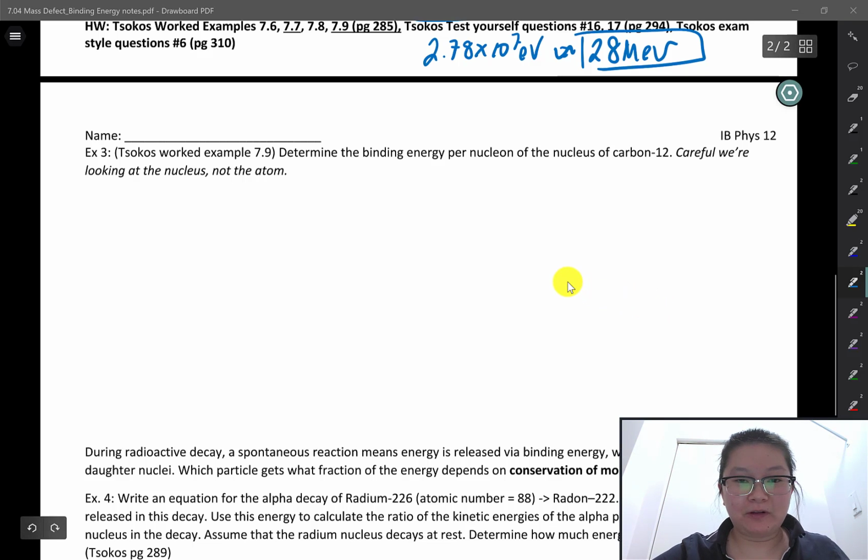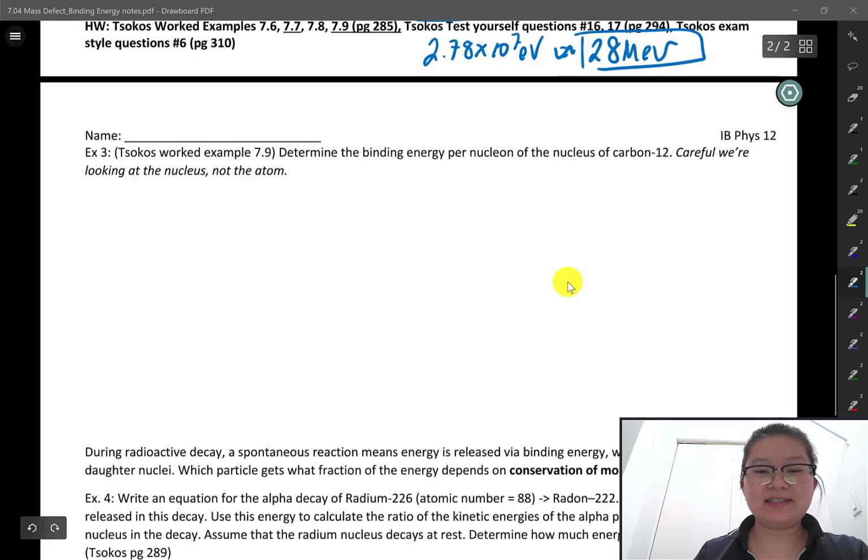Another example on binding energy and mass defect. In this example, we're going to examine the binding energy per nucleon of the nucleus of carbon-12.